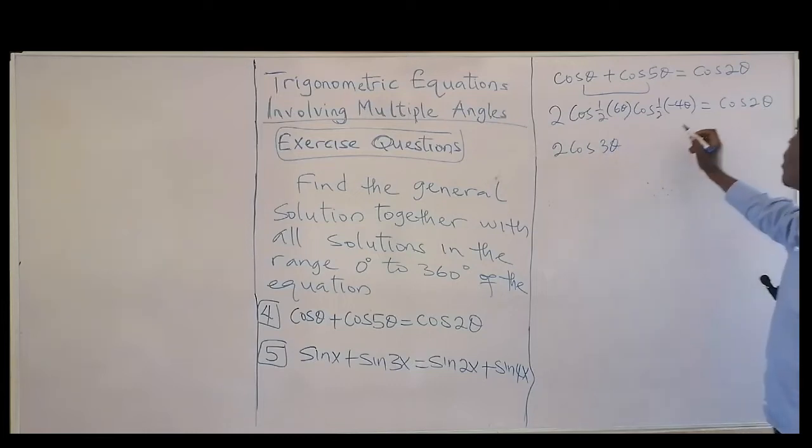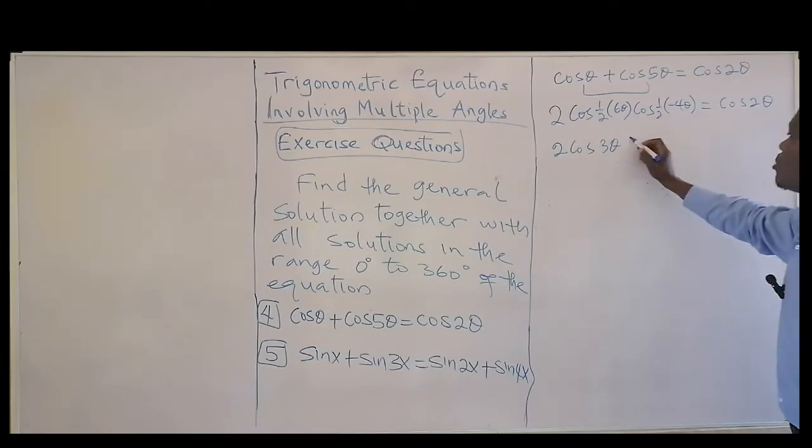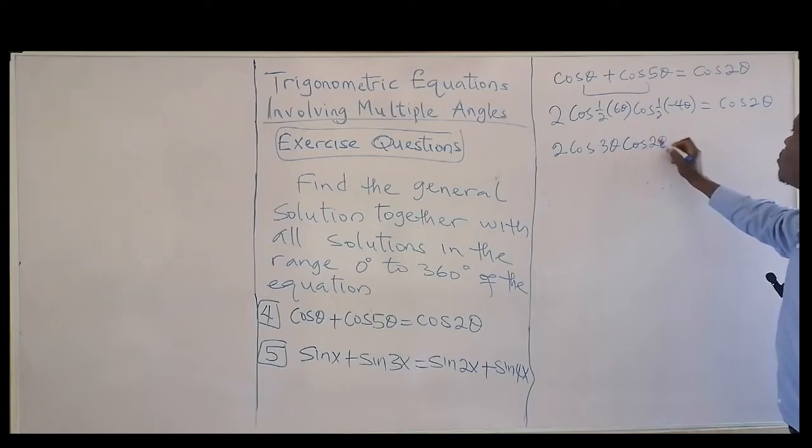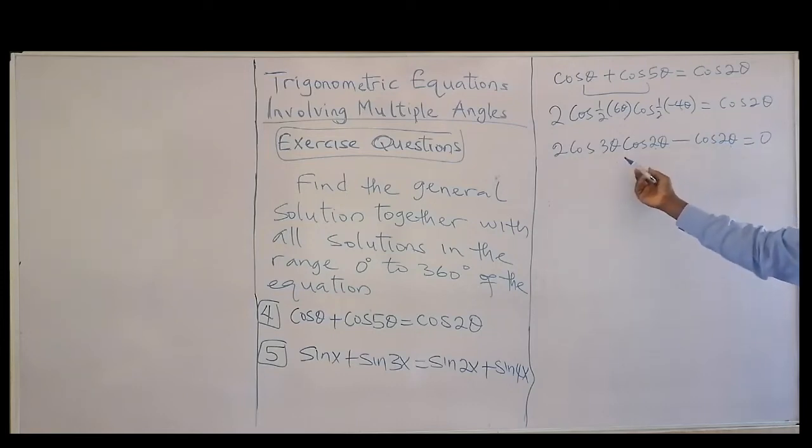This will give us 2 cos half of 6 theta, that's 3 theta, and half of 4 is 2, but cosine of a negative angle is the same as cosine of the positive angle. Now we go to cos 2 theta, and we can move this to the left hand side, then minus cos 2 theta equal to 0. You can see that gradually everything is turning to 2 theta.